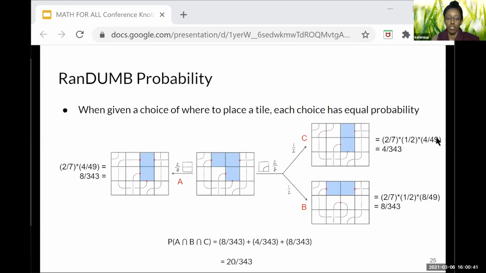So we decided that we could define two such probabilities given this option. You could either have a random probability, such that when we're given a choice as to where to place a tile, each choice has an equal probability. So the total probability for this example is 20/3 ... even though branch C has a lower probability.